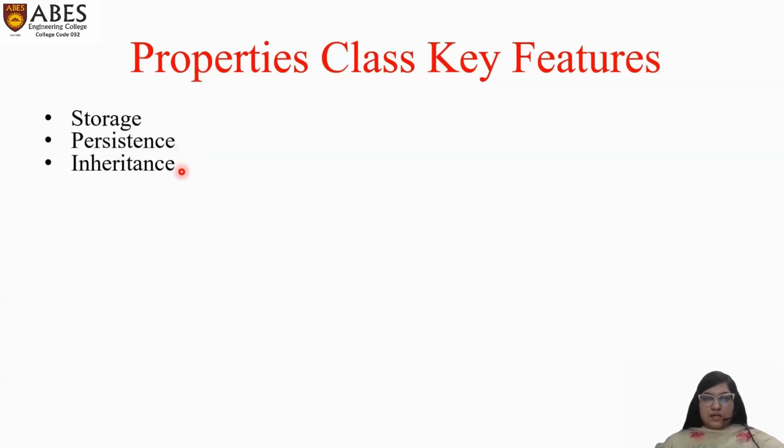Next, we have inheritance. As you know, the Properties class extends the Hashtable class, which means it inherits all the methods and behavior of Hashtable. This includes methods for inserting, retrieving, and manipulating key-value pairs. So we can say that the Properties class has a very important feature, that is inheritance. So that's all about the main key features of the Properties class. Let's move forward.